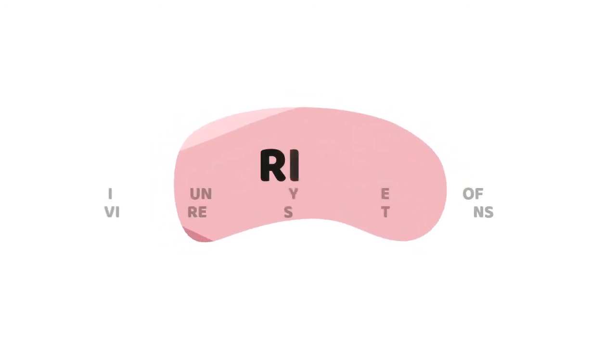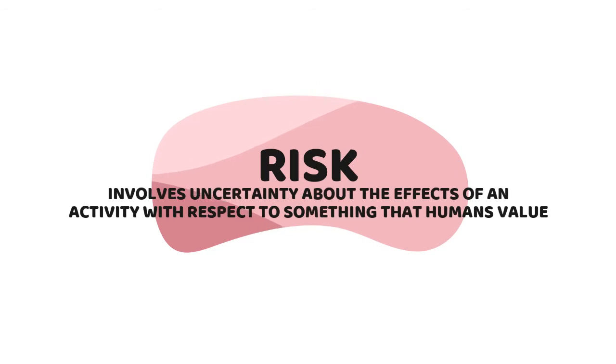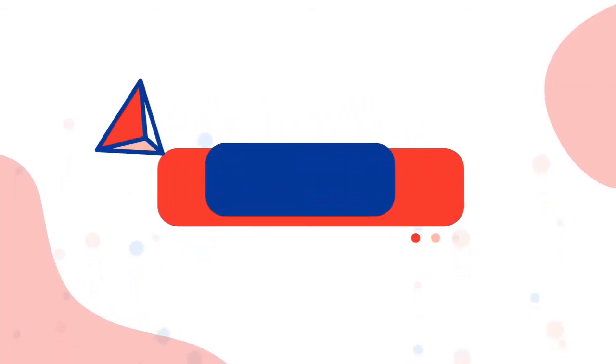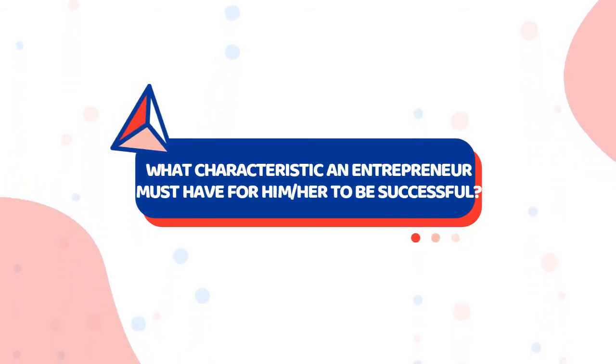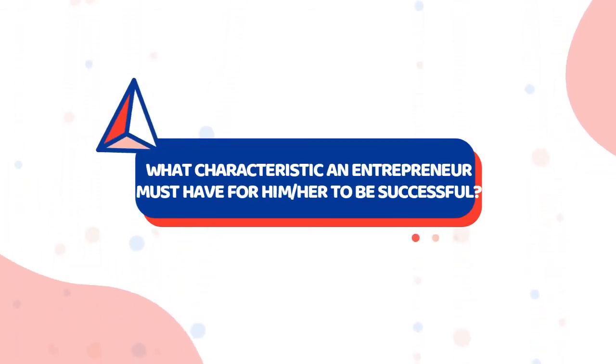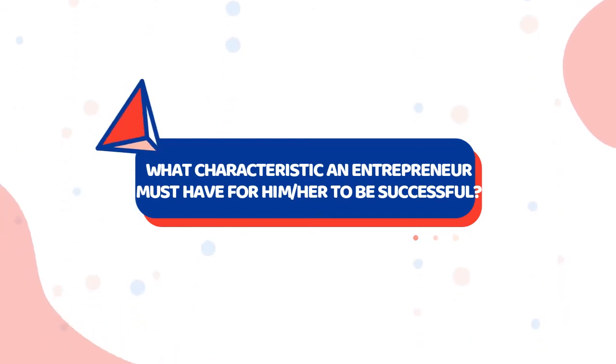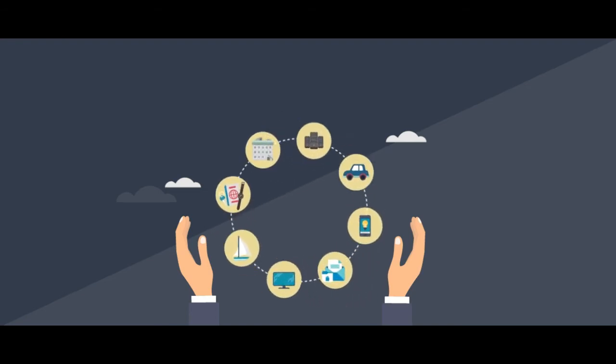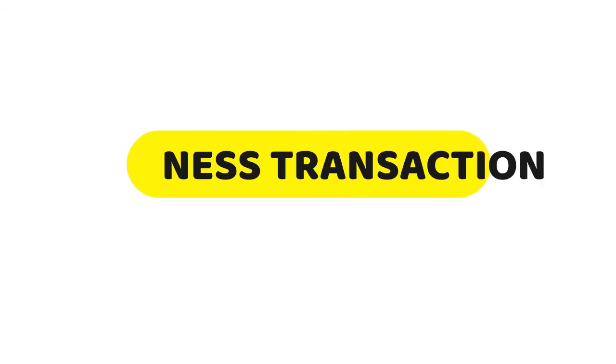Risk involves uncertainty about the effects or implications of an activity with respect to something the humans value, such as health, well-being, wealth, or property, often focusing on negative, undesirable consequences. Let's now talk about the characteristic that an entrepreneur must have for him or her to be successful in his or her chosen business. He or she must understand the needs and the habits of the potential customers in the community.